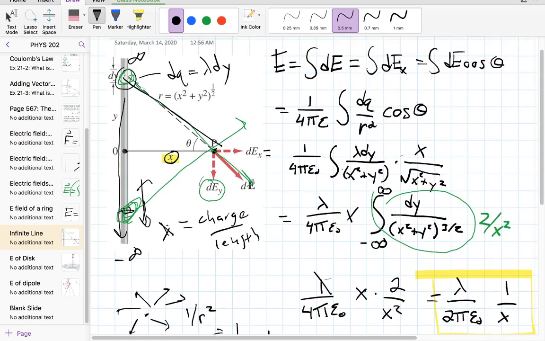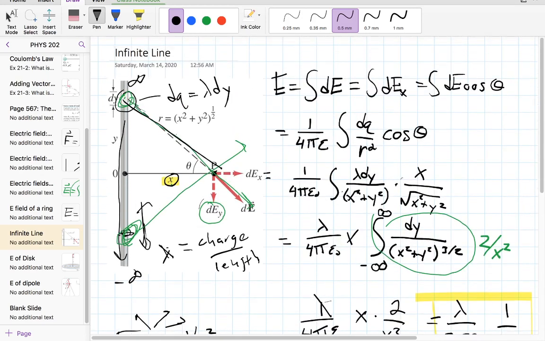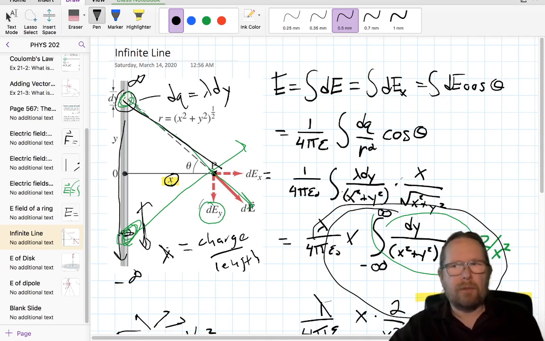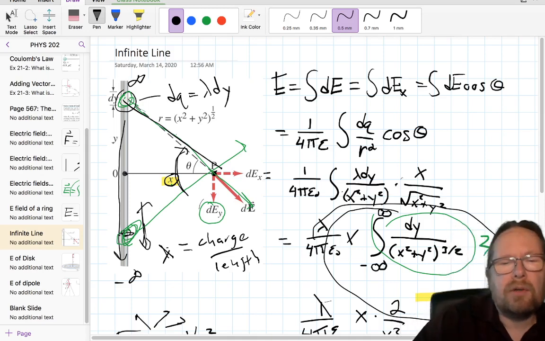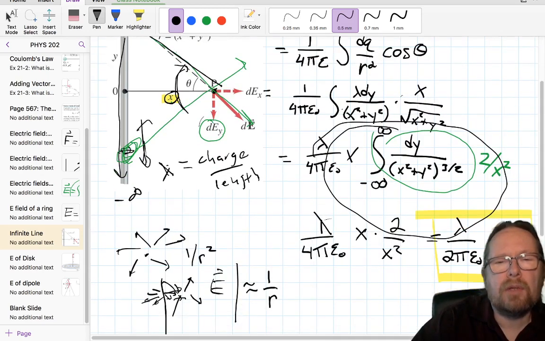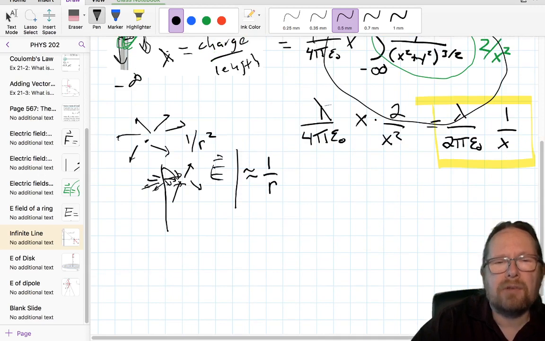One thing before we continue is this is actually not how your textbook does the integration. Your textbook integrates not dy from minus infinity to infinity, but over this angle d theta from the top of the line to the bottom of the line. So I'm going to do another example where I do this integral the way your book does it and show that we get the same answer, that the electric field is proportional to the charge density and inversely proportional to the distance.